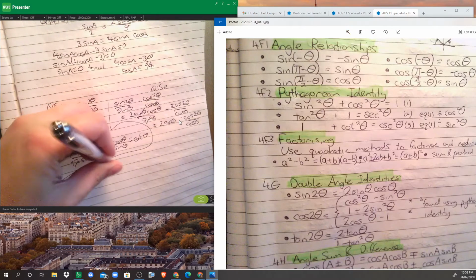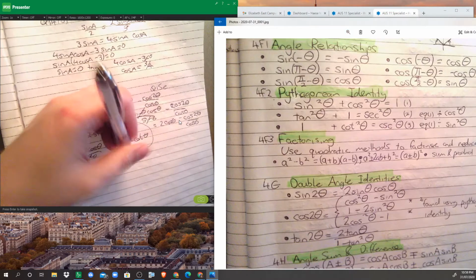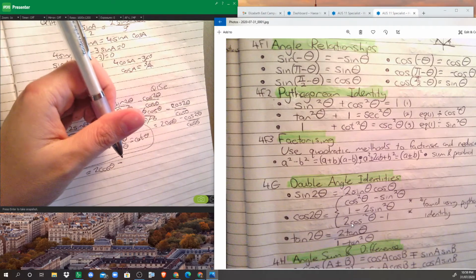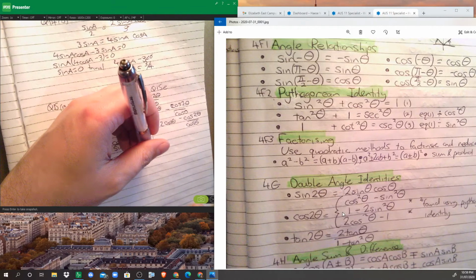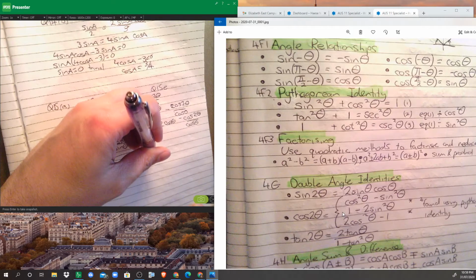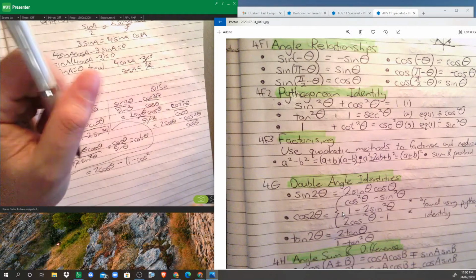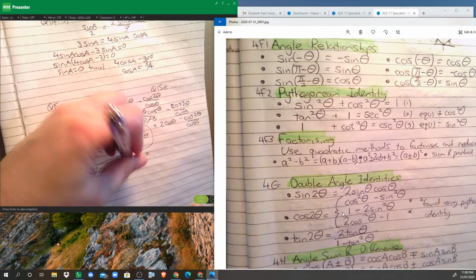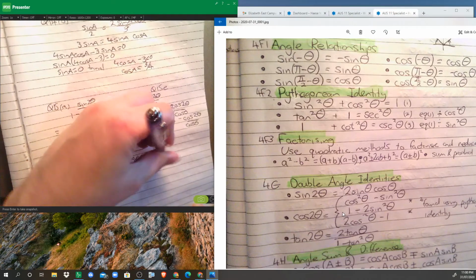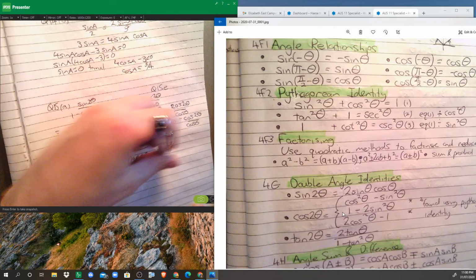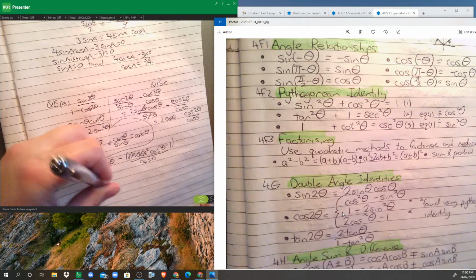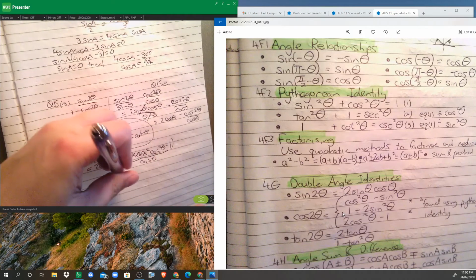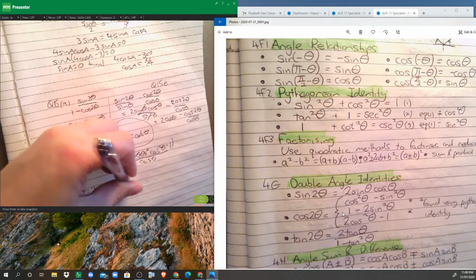2 cosine theta, okay, minus cosine... one minus... cosine. I've written that backwards. Sorry, I've written the wrong one. Cosine squared theta minus 1 on cosine theta, okay, equals 2 cosine theta. Now, if you break this up, you can write this as minus cosine squared theta over cosine theta.